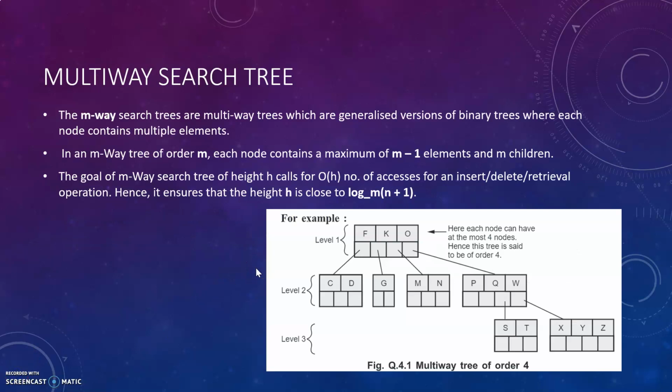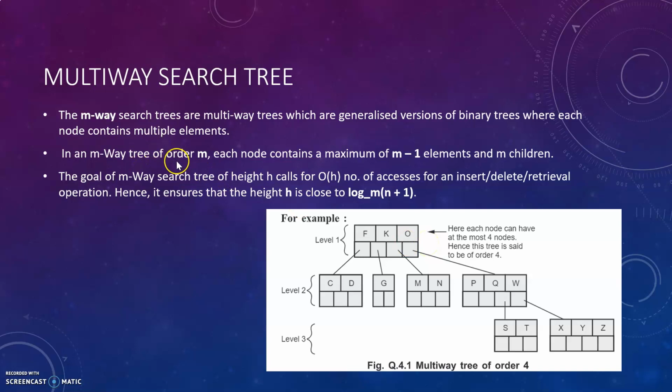So, what is a multi-way search tree? An M-way search tree, or multi-way search tree, is a generalized version of binary search trees where each node contains multiple elements. In the previous trees, we learned about a single node having at most two children. Here, you can have a node which contains multiple values and multiple children. That is why it's called a multi-way search tree. As you can see in the example, a node contains 3 values and 4 children.